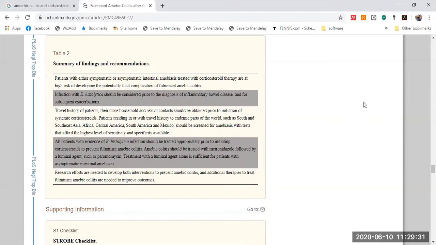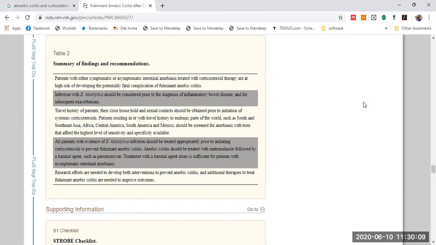Diagnosis is very important, whether there is infection with Amoeba histolytica, before you take any decision. Travel history of patients and close household or sexual contact should be obtained prior to initiating systemic corticosteroids. Patients residing in or traveling to an endemic part is another important thing, like Southeast Asia, Africa, Central America, South America, Mexico, and they should be screened for amoebiasis. And all patients with evidence of Amoeba histolytica infection should be treated appropriately prior to initiating corticosteroid therapy.